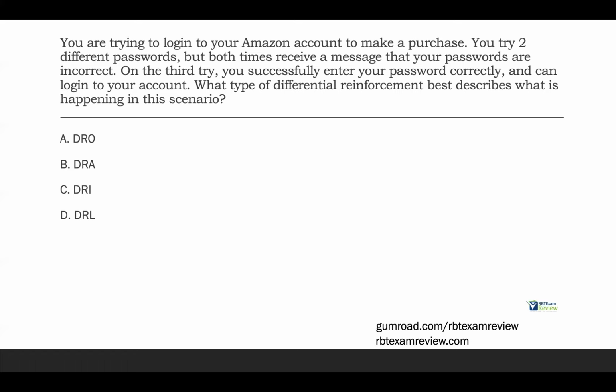Therefore, it can't be DRO. DRA. Is the replacement behavior possible? Is it possible to show the replacement behavior at the same time as the behavior on extinction? In other words, can you enter 2 passwords at the same time? Can you enter your correct one and incorrect one? No, okay? The incorrect passwords are the behaviors we're putting on extinction, we're trying to remove. The correct password is the behavior we're teaching. This is what we're differentially reinforcing, but those can occur at the same time. Therefore, it can't be DRA.